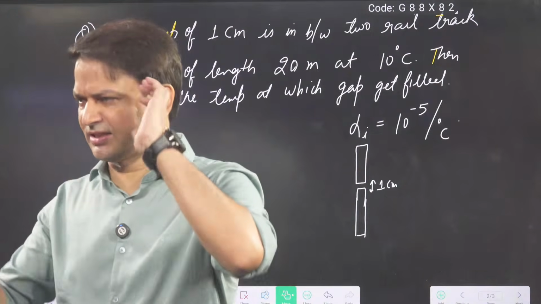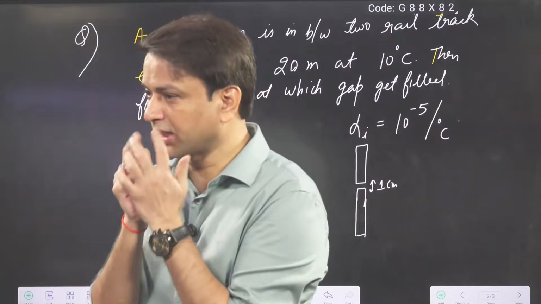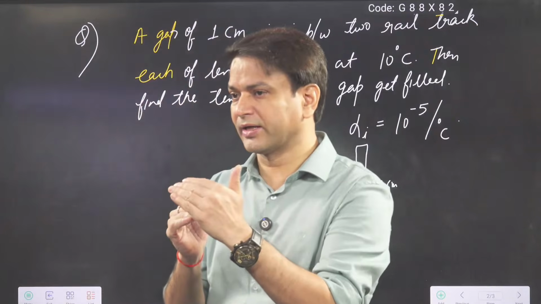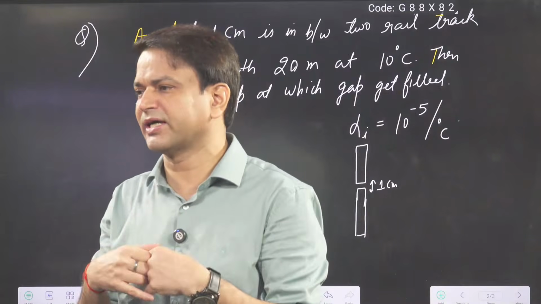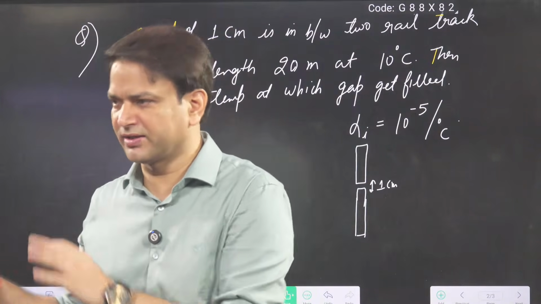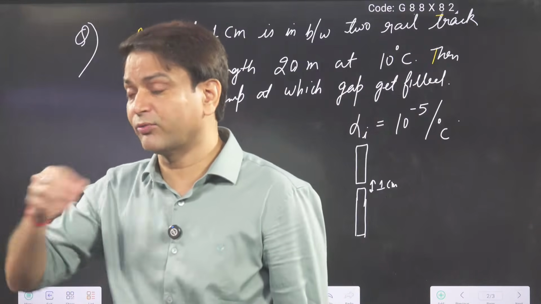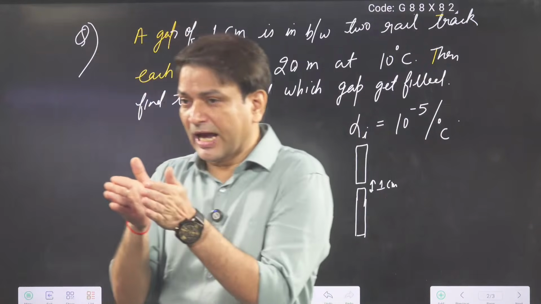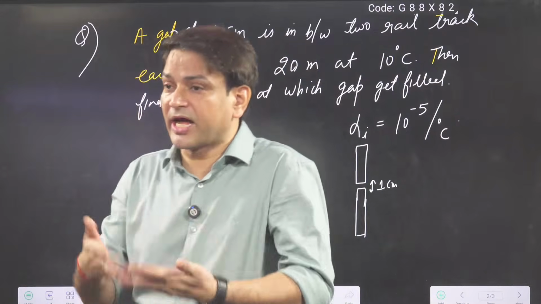Now I am giving the second solution. Somebody is saying the first is correct. Who will say this solution? They are only focusing on the data. They say the gap is 1 centimeter, so delta L I will take as 1 centimeter, L is given as 20 meter, and then alpha and delta theta I will find. Somebody will think more. Then what will they say? Here the gap is 1 centimeter between the two tracks, but both tracks will expand.